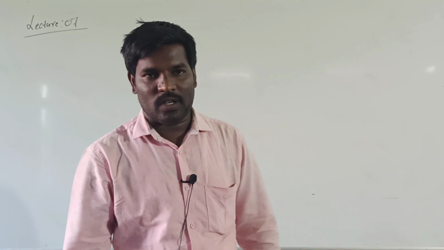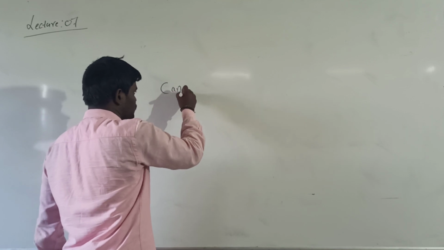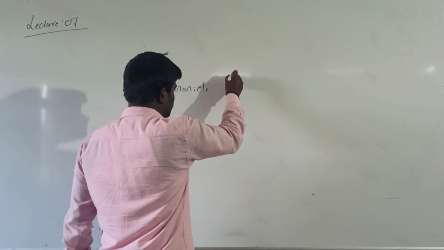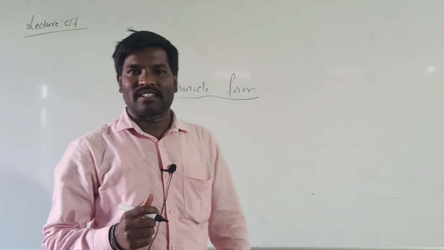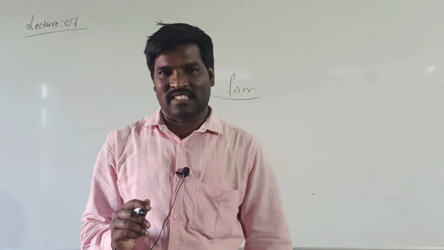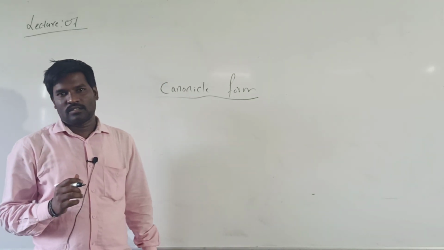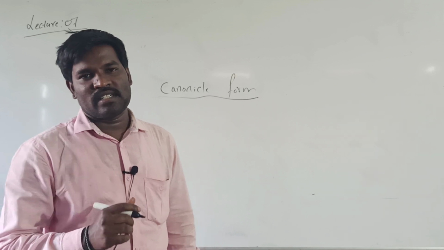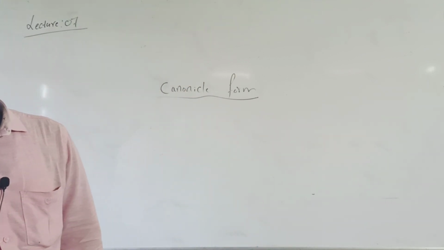So today we will discuss the canonical form. In the last class we already discussed the min term and max term. A min term is a product of literals. A max term is a sum of literals. So now we have to discuss the canonical form.